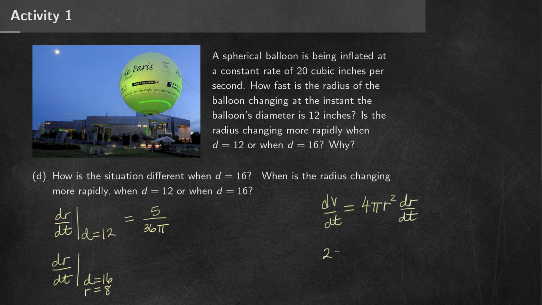dv dt was 20 equals 4 pi, and since r is 8, now r squared is 64 dr dt. And then dividing both sides by 4 leaves a 5 here. So now we get dr dt equals 5 over 64 pi.